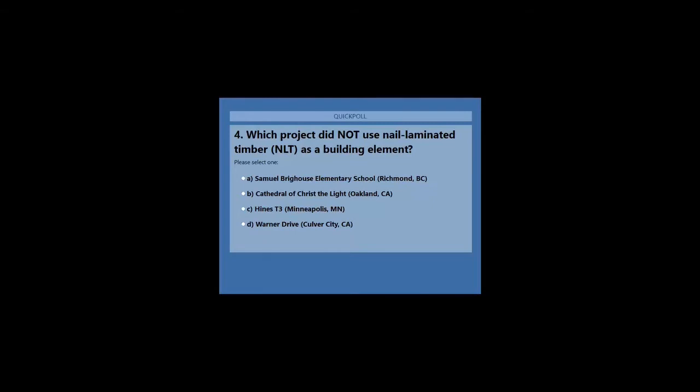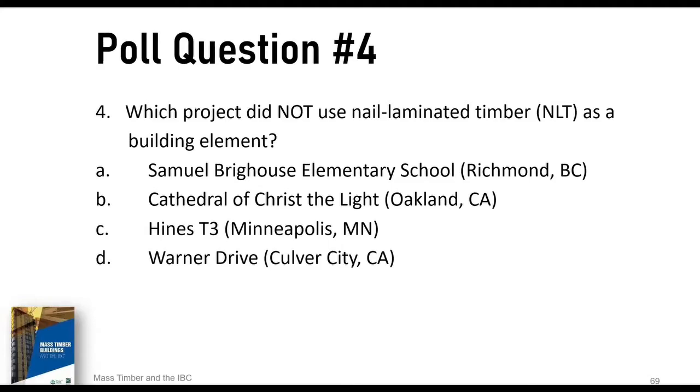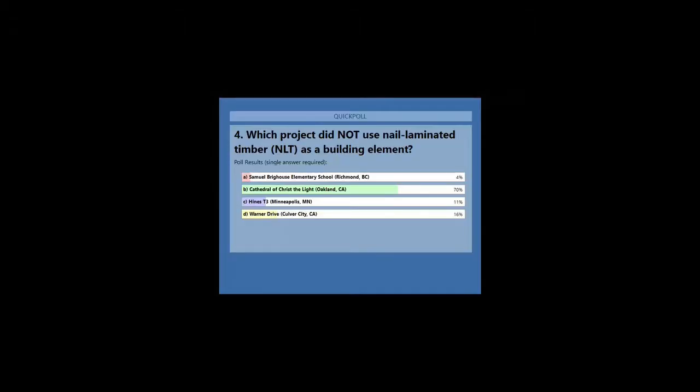Okay, we're going to go ahead and close the poll, share it with the audience. Which project did not use nail-laminated timber as a building element? 4% said A, Samuel Bright House Elementary School. 70% said Cathedral of Christ the Light. 11% said Heinz T3, and 16% said Warner Drive. And the answer is?